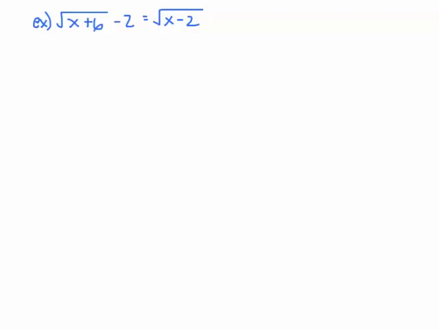Alright, in this example, we have a radical on each side of the equation already, but we also have this extra negative 2 hanging out. And that makes things a little bit more complicated. Okay? Once we have the radicals on each side of the equation, we can start the whole thing the same way as we did the last problem. We're going to start by squaring both sides.